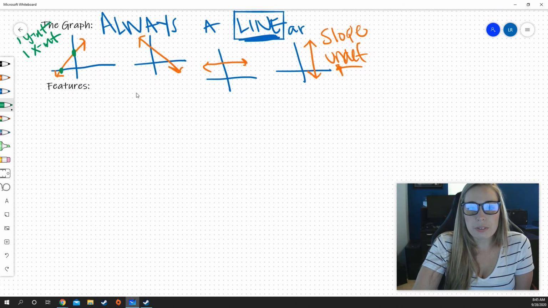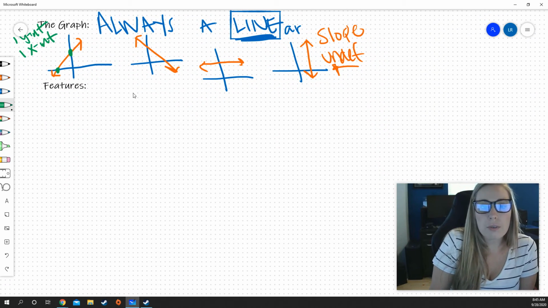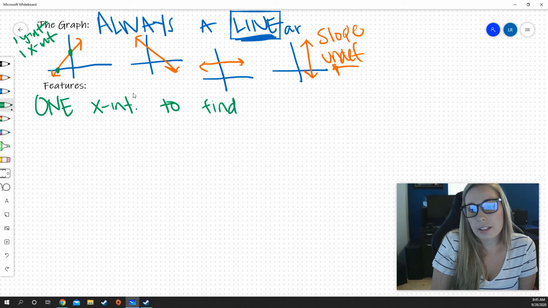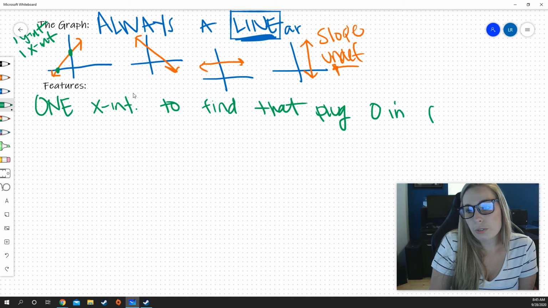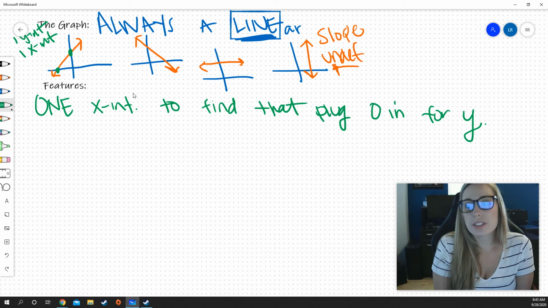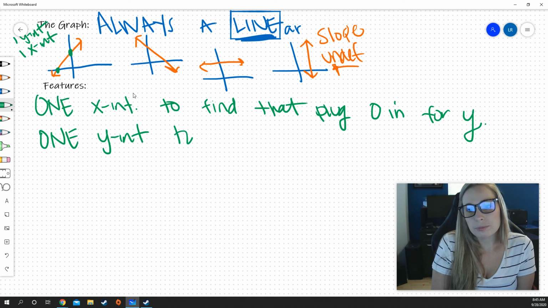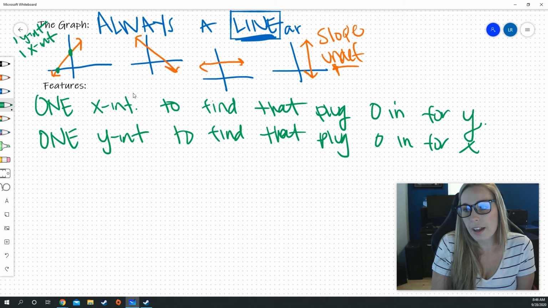So let's write that down in features. So they all have one x-intercept, and to find that, plug 0 in for y. So one x-intercept, and you plug 0 in for y, and you would solve. And then you have one y-intercept. And to find that, plug 0 in for x.